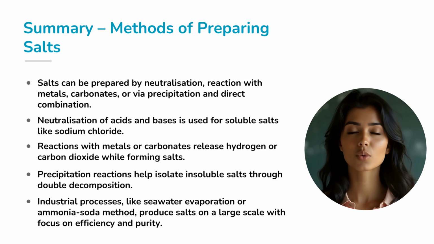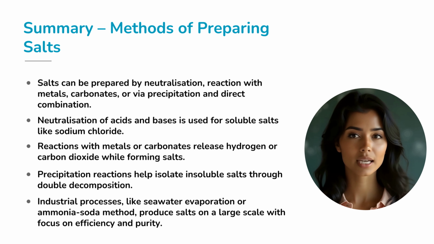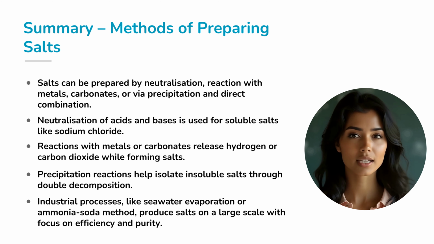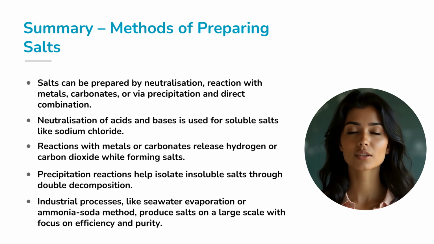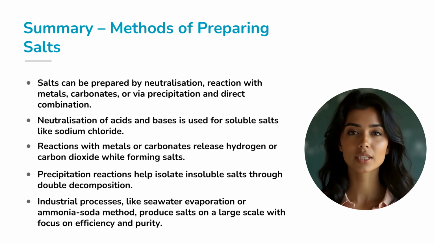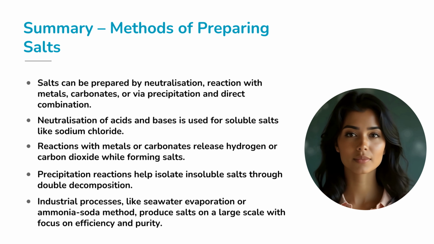Let's wrap up with a quick summary of how salts are prepared. Salts can be made using a variety of methods depending on the type of salt and the reactivity of the reactants involved. These include neutralization, reaction with metals, reaction with carbonates or hydrogen carbonates, precipitation, and even direct combination of elements. For example, acid-base neutralization is used to make soluble salts like sodium chloride.